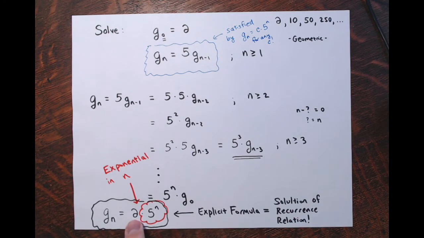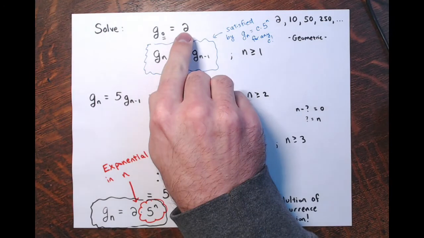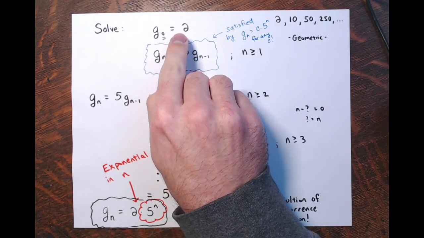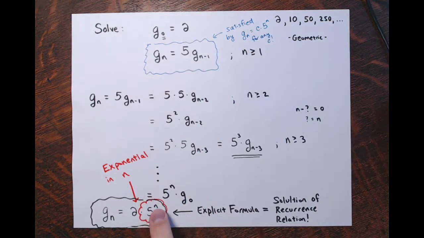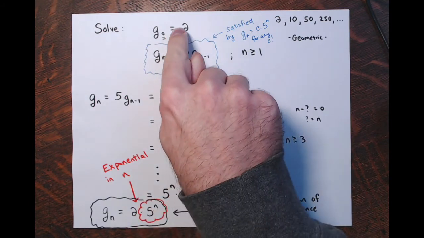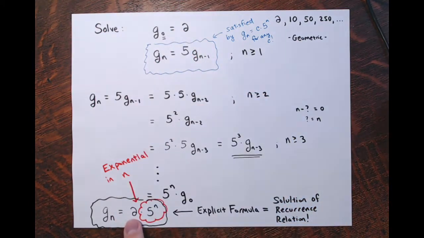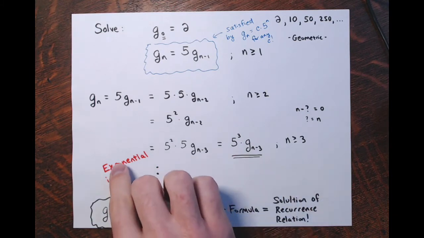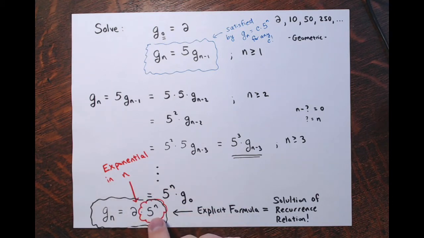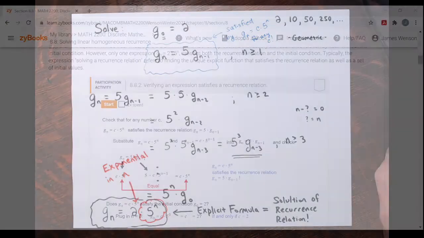The 2 that I got is specific to this initial condition. So the recursive rule is satisfied by any exponential with 5 to the nth power. But then I throw in this initial condition, and now we specifically have to have the number 2 in front. But again, the most important thing behind all this is that we have an exponential solution to our recurrence relation.